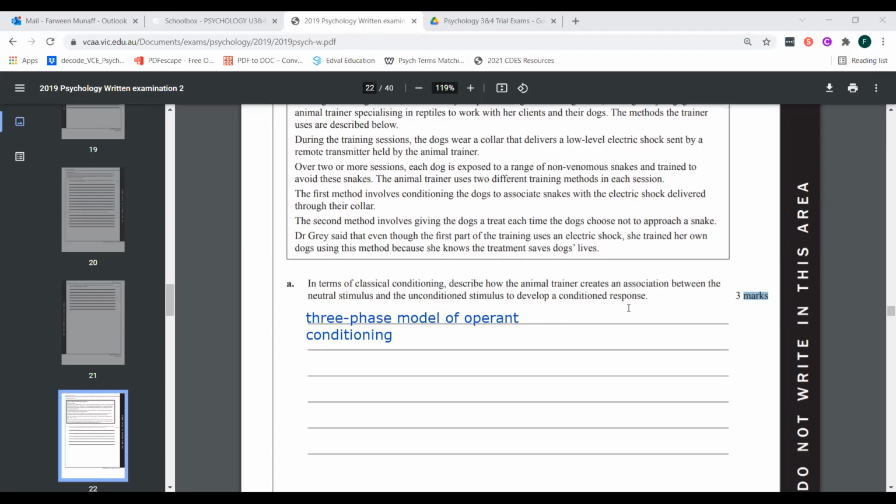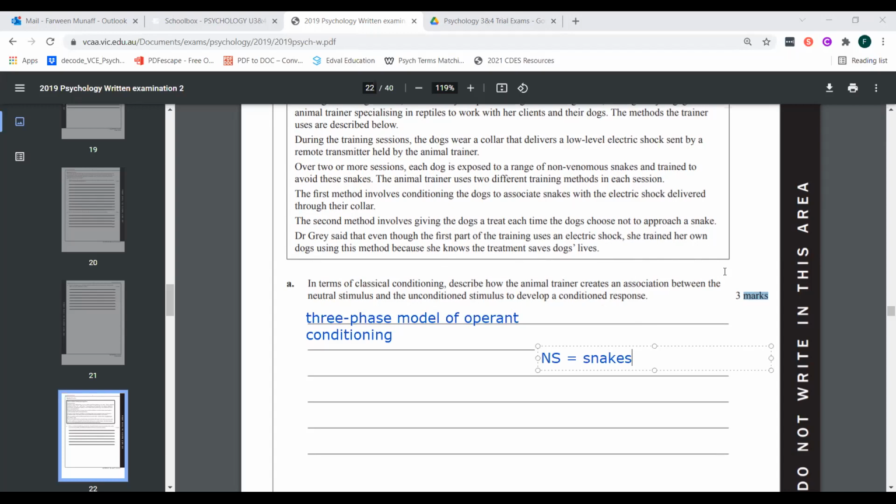So the first thing you would want to mention here is that your neutral stimulus is your snake. Because remember, the reason that we want to teach dogs to be scared of snakes or teach dogs to avoid snakes is because dogs are not naturally scared of snakes, or dogs are not naturally aversive towards snakes. They're fine with the snake in the environment. But obviously, if they're fine with the snake in the environment, the snake can easily bite them and the dog can easily die. So that's why this treatment or this classical conditioning association is supposed to save the dogs' lives. So you get a mark for talking about the snake as being the neutral stimulus.